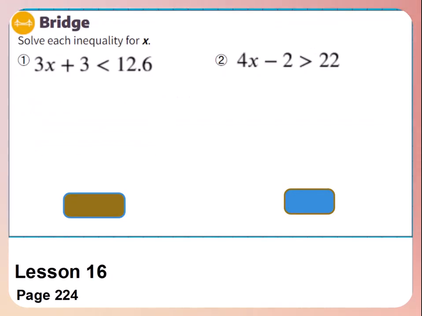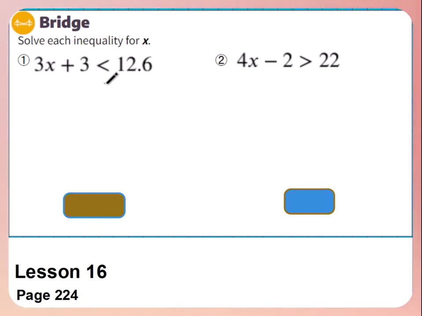All right, let's go into the next lesson and get this done very quickly, and you can do some practice problems. Complete the bridge on page 224. This is lesson 16. We want to solve each inequality for x. I want to make sure that you pay attention to this because something's going to come up that we haven't talked about yet, and it will be on the test on Wednesday.